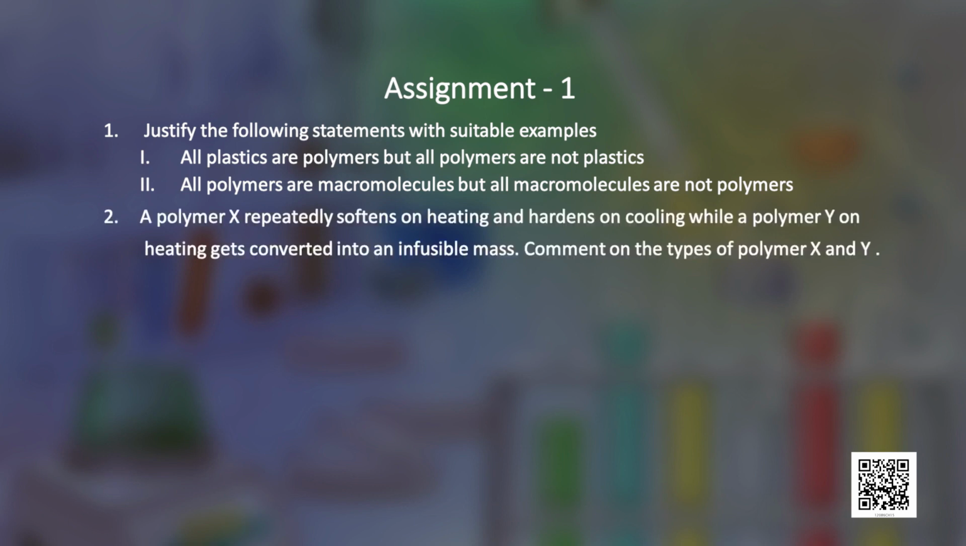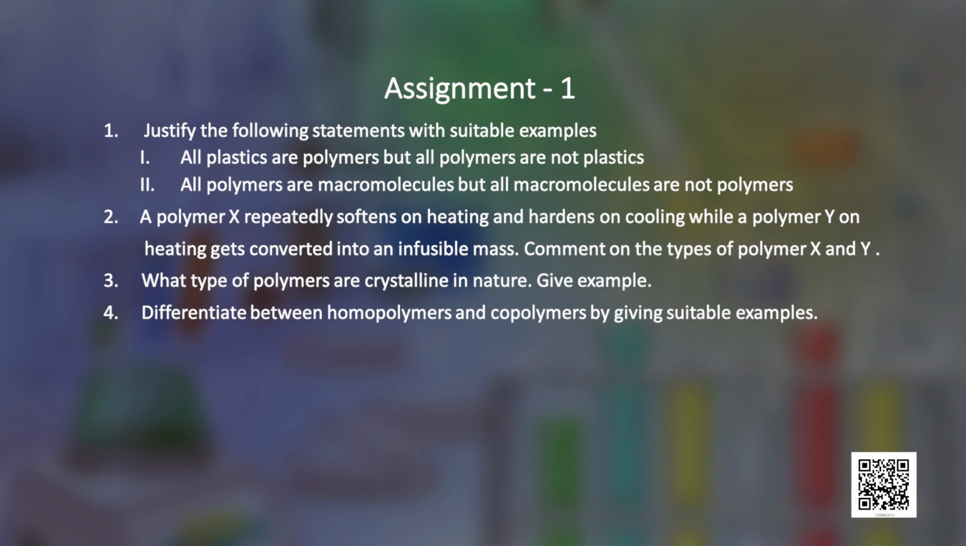Second question is, a polymer X repeatedly softens on heating and hardens on cooling, while a polymer Y on heating gets converted into an infusible mass. Comment on the types of polymer X and Y. Third question is, what type of polymers are crystalline in nature? Support your answer with an example. The fourth question is, differentiate between homopolymers and copolymers and give suitable examples for each.